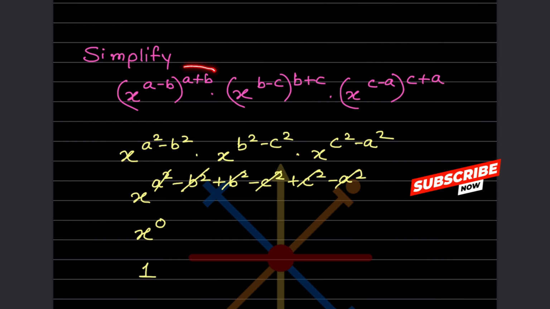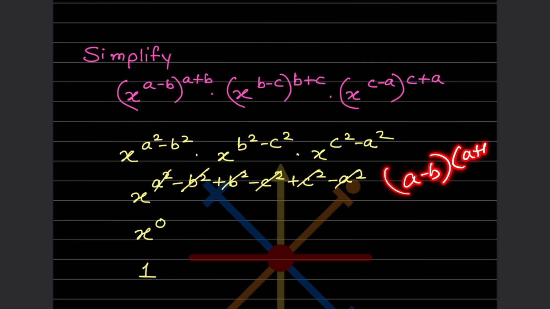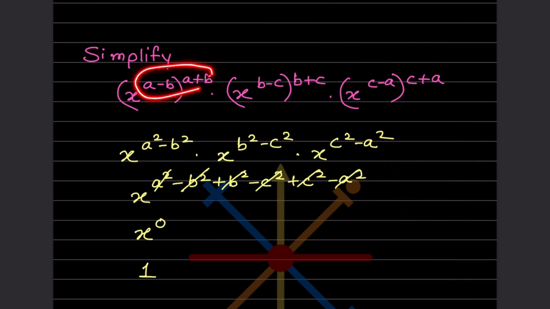So now let us see for the first part. This is a minus b and a plus b. So we have the formula a minus b multiplied by a plus b, which is a square minus b square. So we can write for this whole thing a square minus b square. Same here, we can see b minus c and b plus c, so we can write this as b square minus c square. Same over here, c minus a and c plus a, that will be c square minus a square.